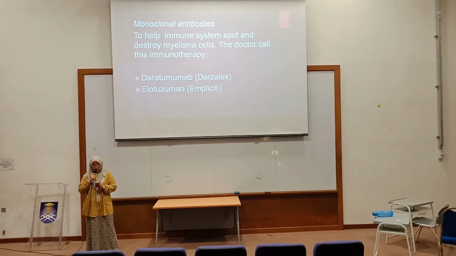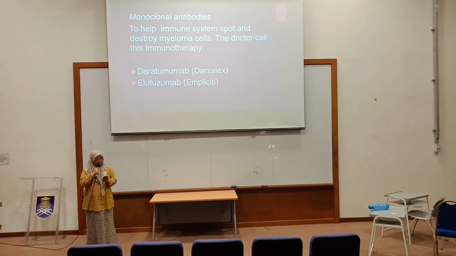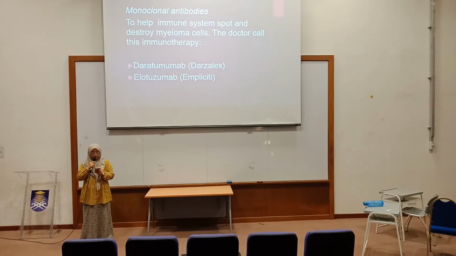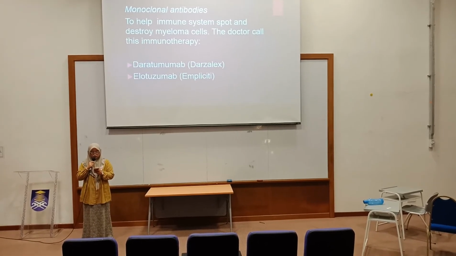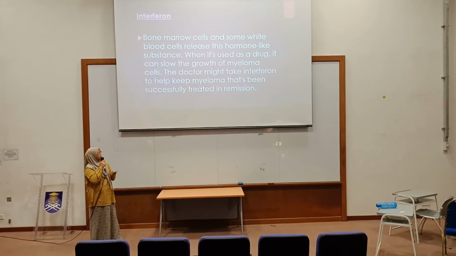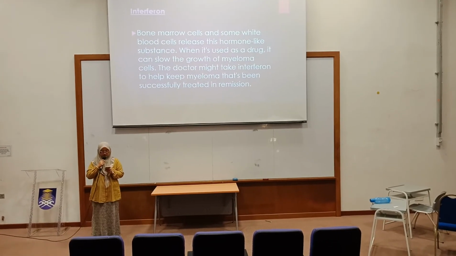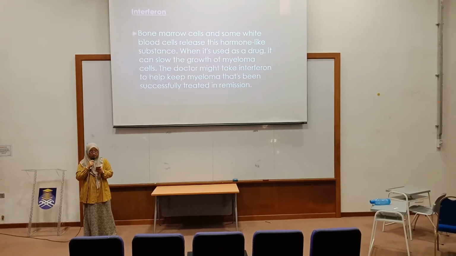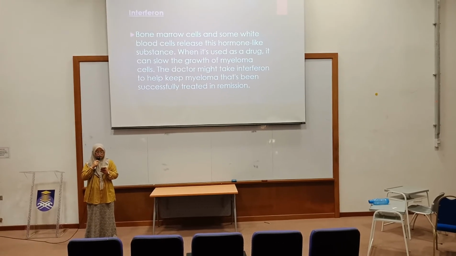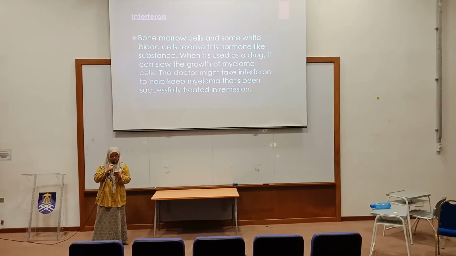Monoclonal antibodies help the immune system spot and destroy myeloma cells. The doctor calls this immunotherapy: daratumumab, elotuzumab. And then interferon: bone marrow cells and some white blood cells release this hormone-like substance. When it's used as a drug, it can slow the growth of myeloma cells. You might take interferon to help keep myeloma that's been successfully treated in remission.